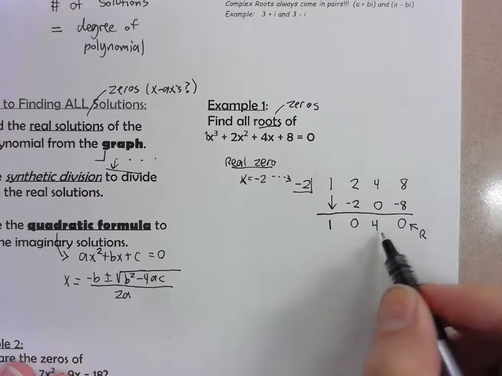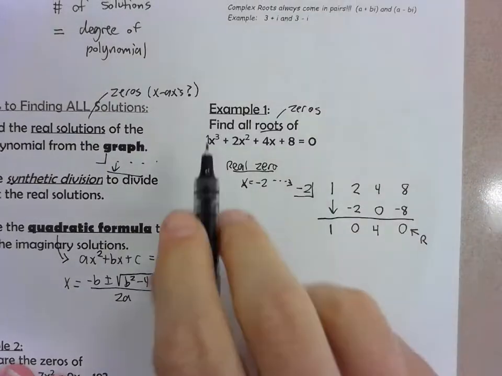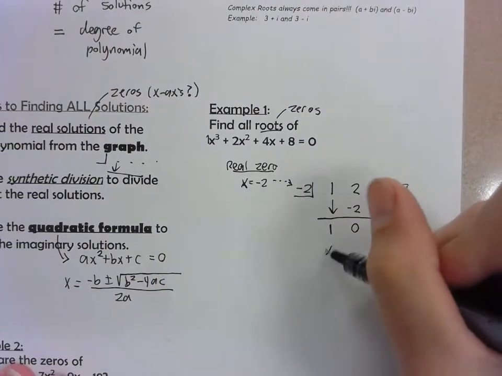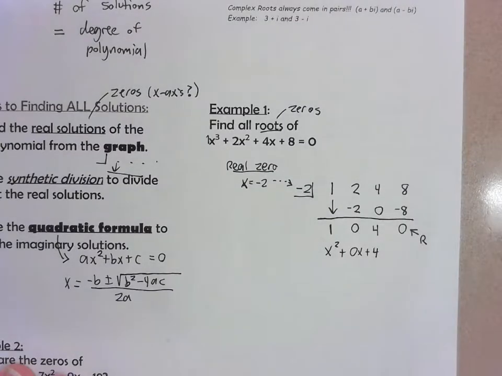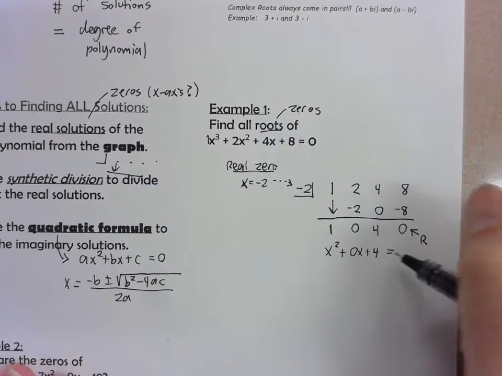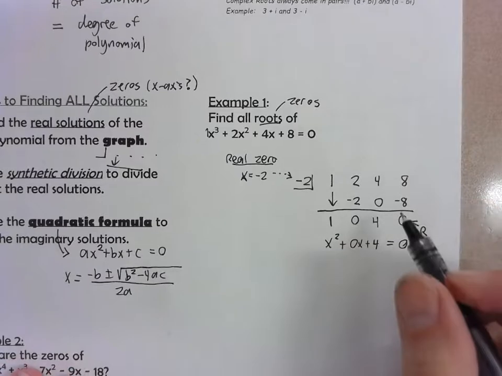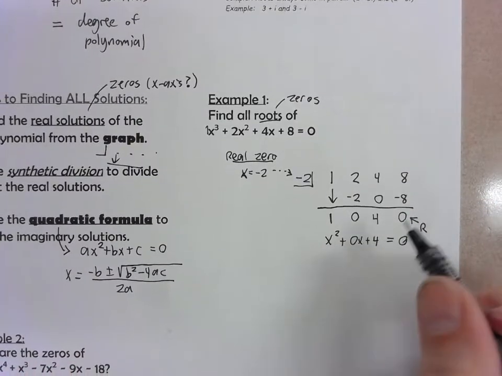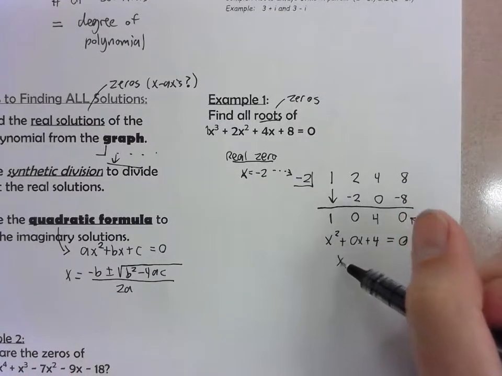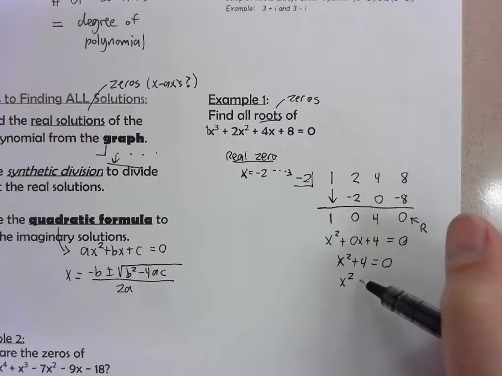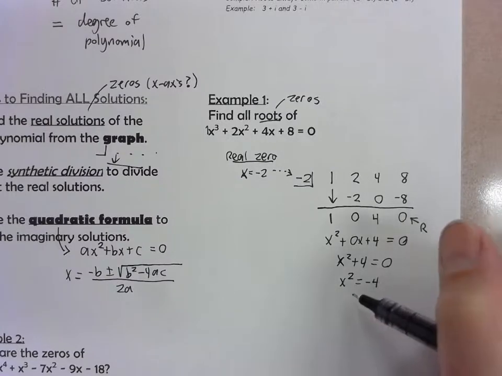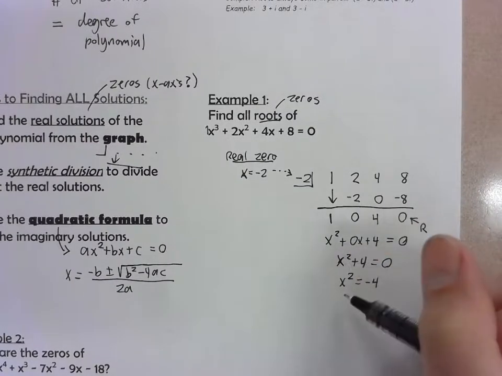Remember, this is going to be a quadratic expression since we started with a third power. So it's going to be x squared plus 0x plus 4, and because we want to find the zeros, we set that equal to 0 as well. I don't use the quadratic formula when I have 0x because this is really just x squared plus 4 equals 0. I can simply subtract 4 and take the plus or minus square root to solve that out.